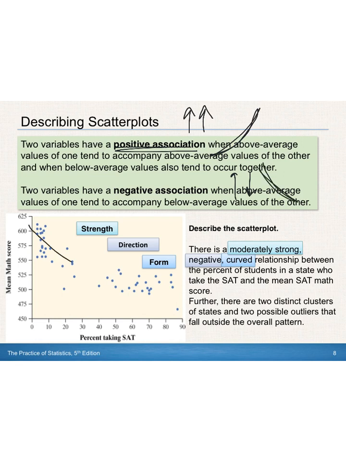This one, for example, shows a negative association between the percent of students taking the SAT and the overall score. The fewer number of students who take it, there's going to be an overall higher mean score. The more people that take it, there's going to be an overall lower mean score, but it's not in a linear fashion, it's more curved. There seem to be two distinct clusters from a small population to a large population.